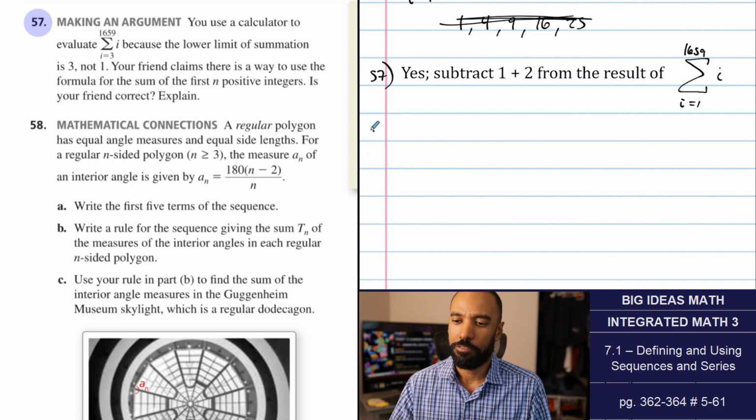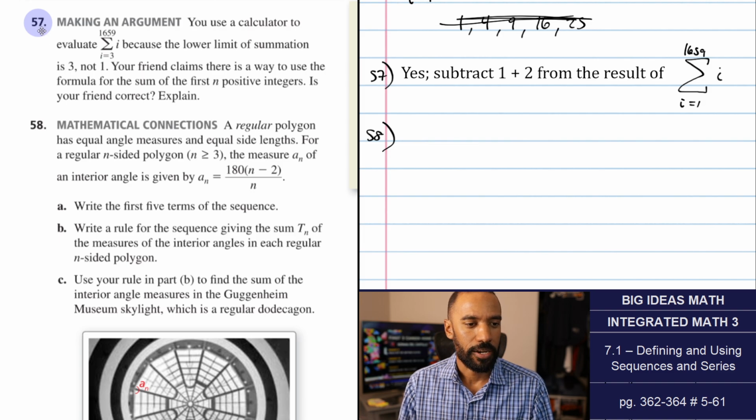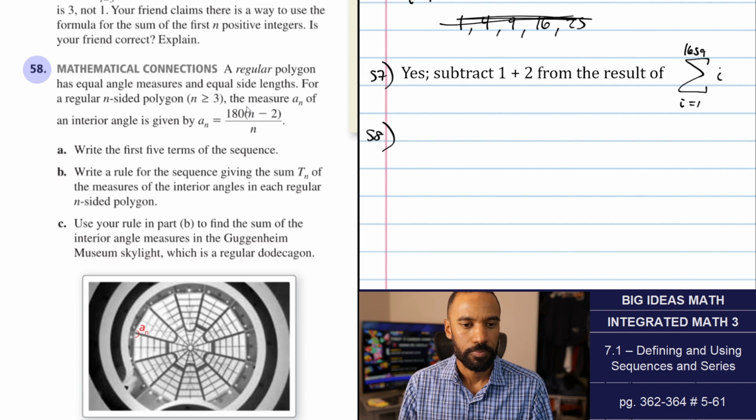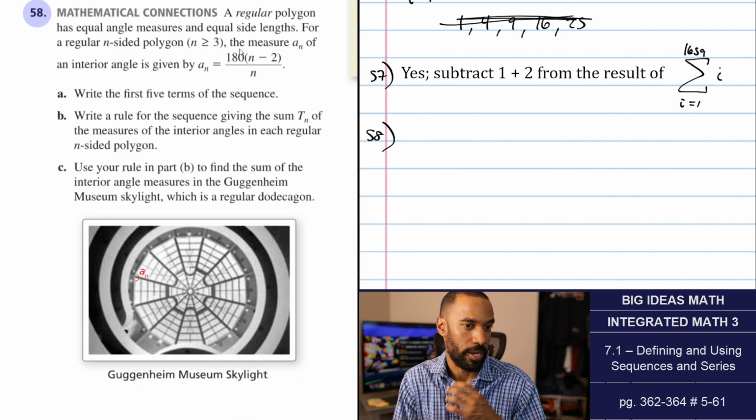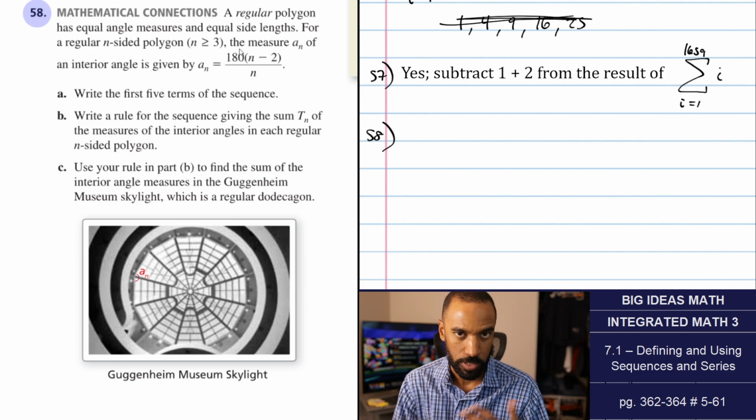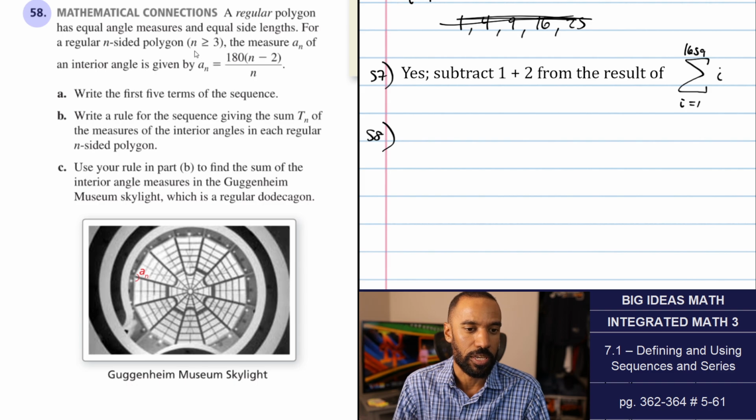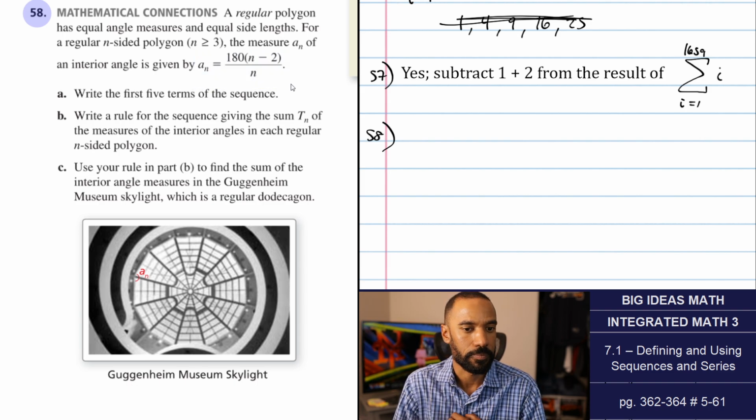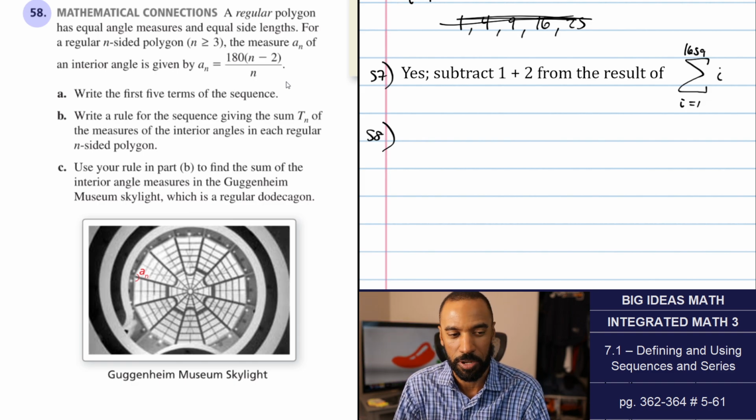All right, number 58. A regular polygon has equal angle measures and equal side lengths. For a regular n-sided polygon, n greater than or equal to 3, that's because triangles are the smallest you can have. The measure a sub n of an interior angle is given by this. I also agree with that. You may or may not know this information. These are all correct, and I just like to say, okay, I know what they're talking about. Write the first 5 terms of the sequence.